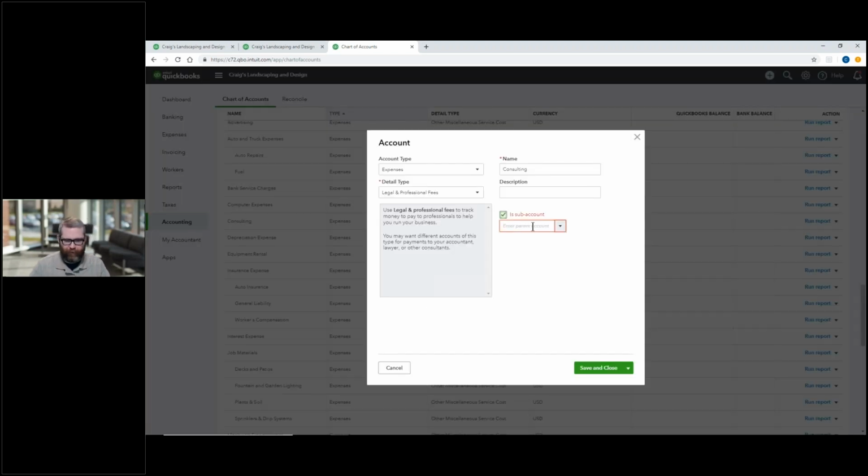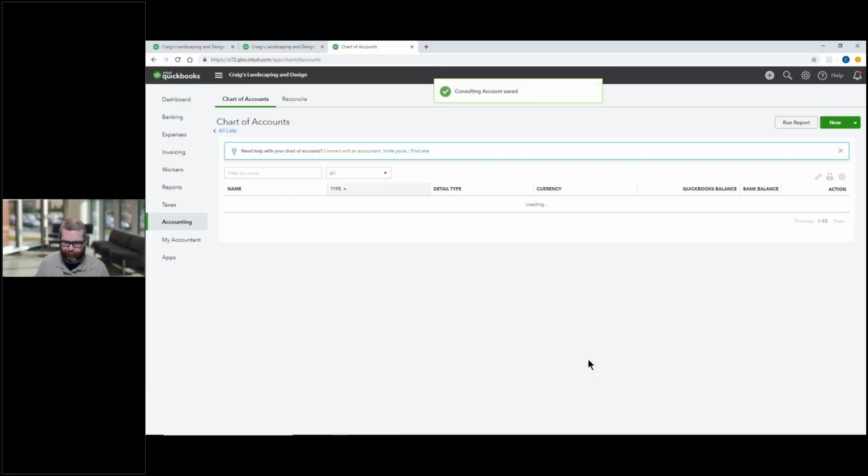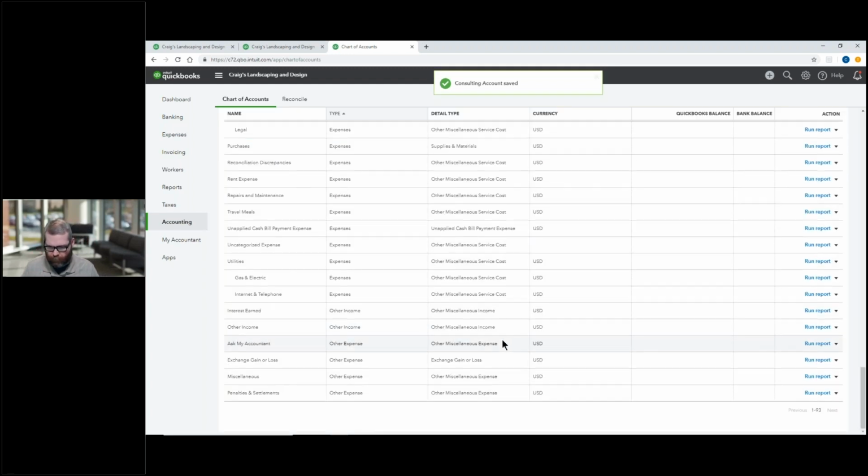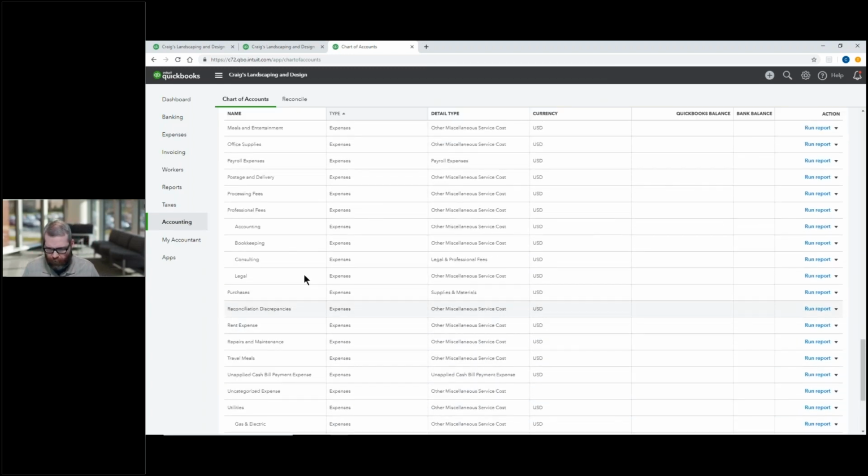And I'm going to choose is sub-account. Now I want to make this a sub-account of legal, or no, it wasn't legal and professional fees. It was just professional fees. Yeah, there we go. So I'll choose professional fees. Perfect. So there's professional fees. I'll save and close that. Consulting is going to move further down the chart of accounts. And now we see professional fees, and there's consulting right there, right where I want it to be.